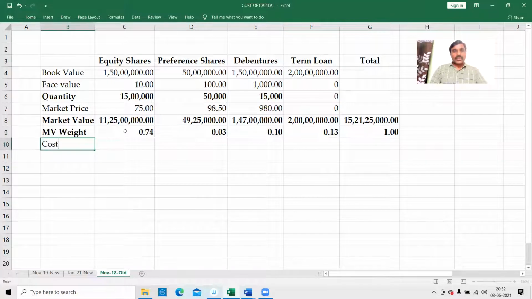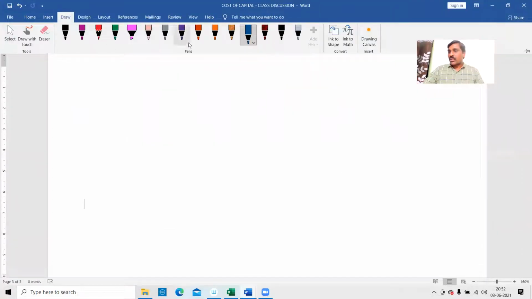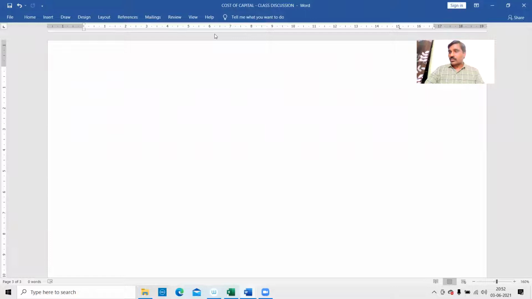Next, cost. We have to calculate the cost of each source. For that, we have to use the working note. First, we'll start with the cost of equity. Cost of equity is very simple.